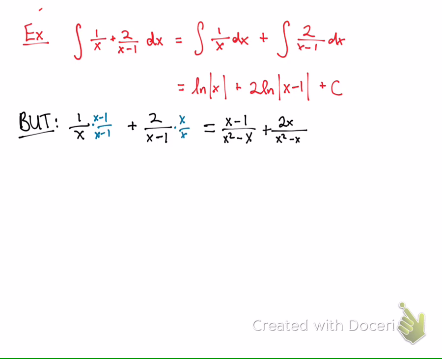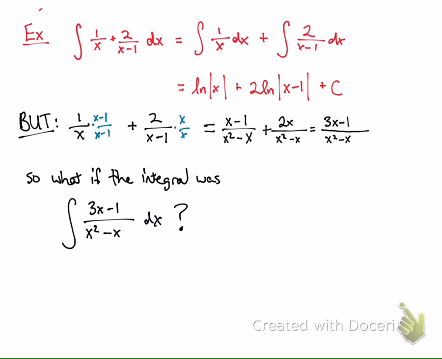Now that they have the same denominator, we just add the numerators. 3x minus 1 over x squared minus x. So that's the same thing as 1 over x plus 2 over x minus 1. But what if the integral I was handed was this? It's exactly the same. If I knew I could break it up as 1 over x plus 2 over x minus 1, it would be really easy to do. So the question is, how can I tell that this thing, 3x minus 1 over x squared minus x, actually is equal to this sum of simpler fractions?